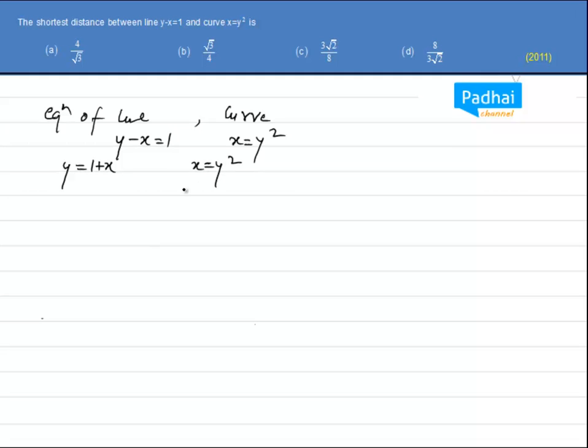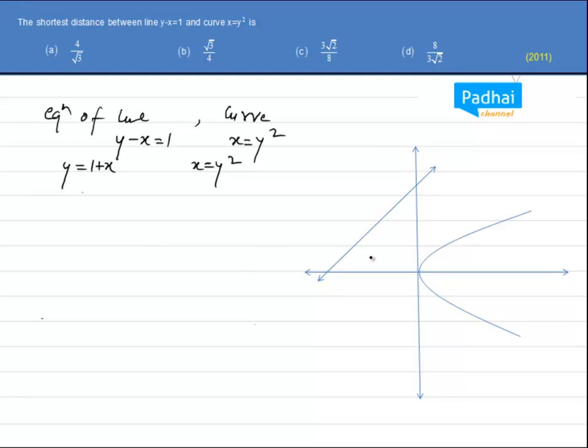So one thing is clear: whenever distance is asked in the question, a simple fundamental will be used, that the distance will be minimum when it is measured along the perpendicular. The perpendicular distance between these two curves will be the minimum distance between them. Okay, but to understand that, we need to draw these curves.